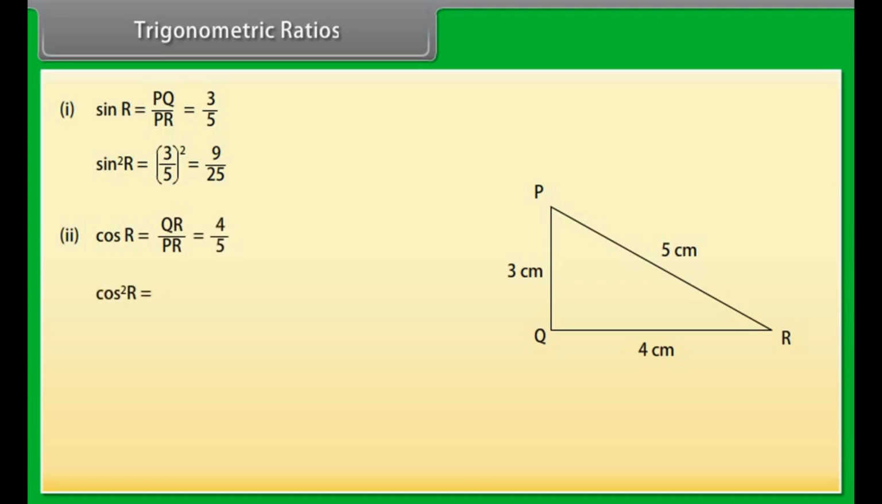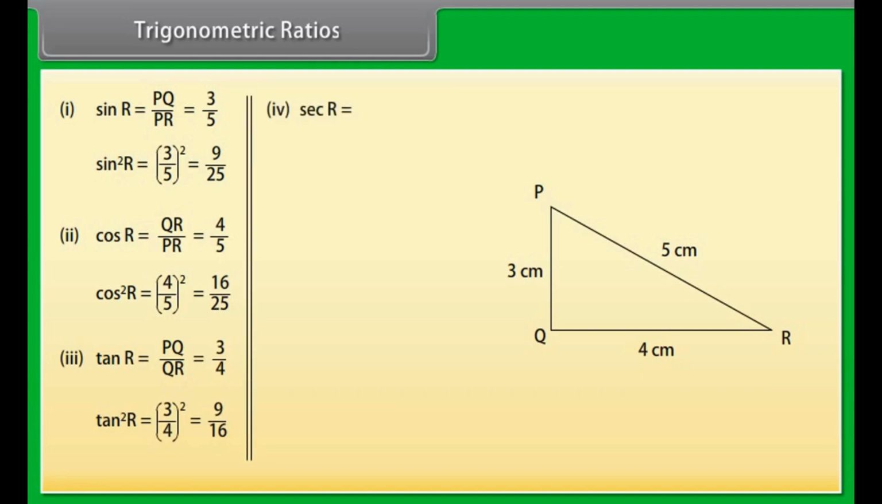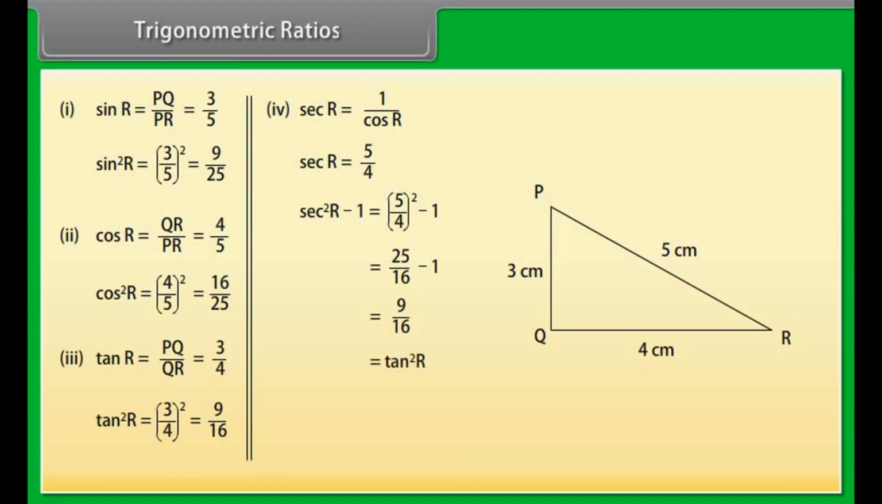Cos square R is equal to 4 upon 5 whole square, which is 16 upon 25. Tan R is equal to PQ upon QR, which equals 3 upon 4. Tan square R is equal to 3 upon 4 whole square, which is 9 upon 16. Sec R is equal to 1 upon cos R, which is 5 upon 4. Sec square R minus 1 is equal to 5 upon 4 whole square minus 1, which is equal to 25 upon 16 minus 1, which gives 9 upon 16, which is tan square R.